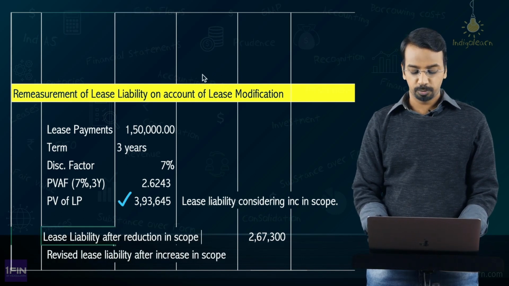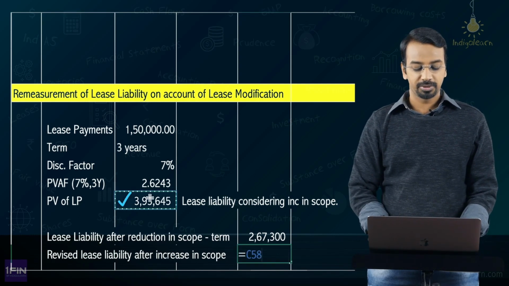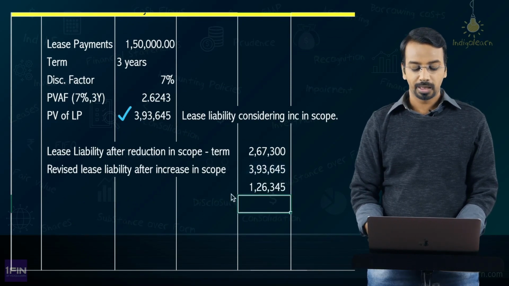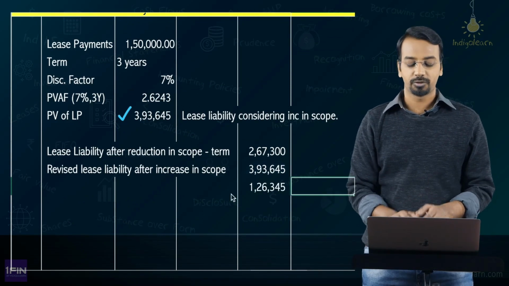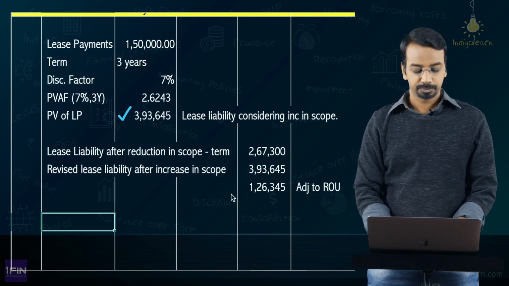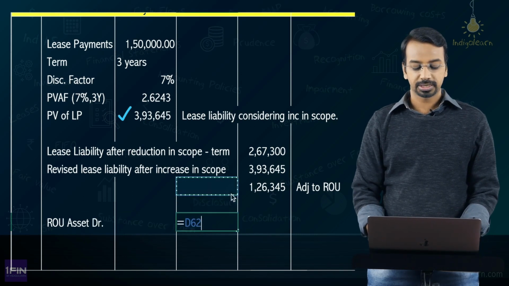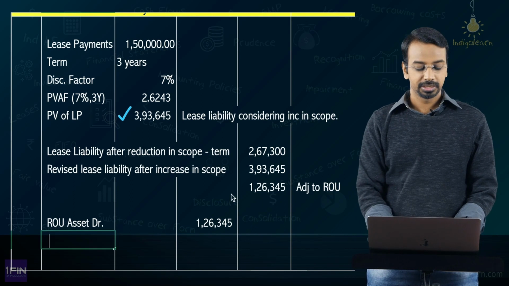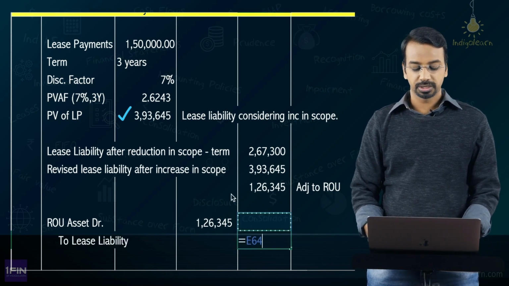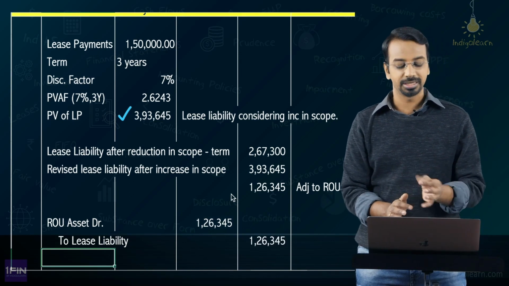Now, here the reduction in scope is because of term, here the increase in scope is because of area. So, what is the revised lease liability? 393,645. Now, the difference between these two, that is 126,345, will be adjusted to ROU asset. So, the entry will be ROU asset debit 126,345 and to lease liability 126,345, right. So, this will be the adjustment to right of use asset and the lease liability.